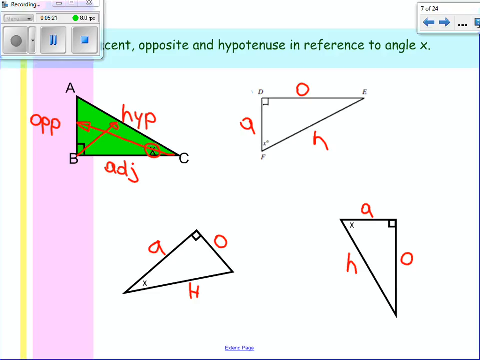This will always be your first step. Once you have a triangle built and you need to start working with it, I guarantee you the first step will be to label your triangle. So if you can't do that, you're in big trouble.